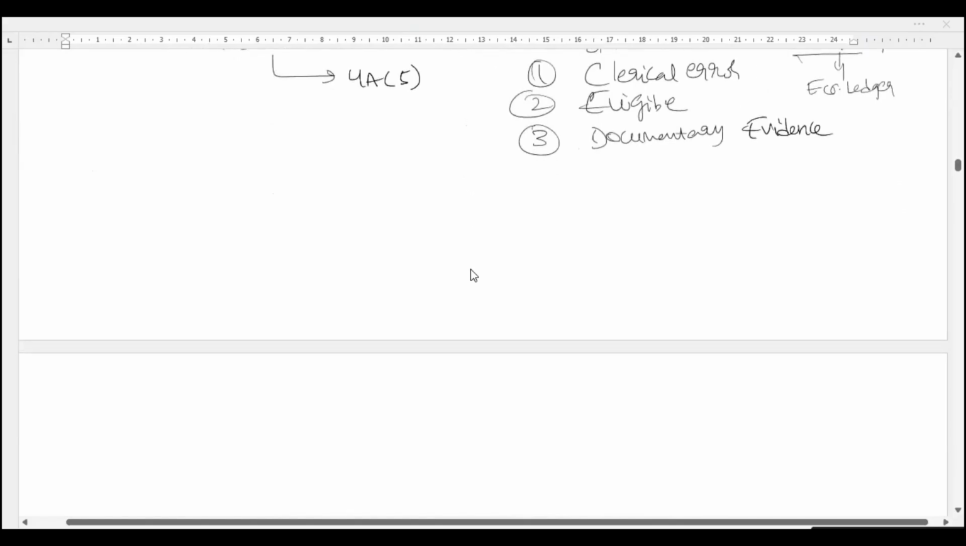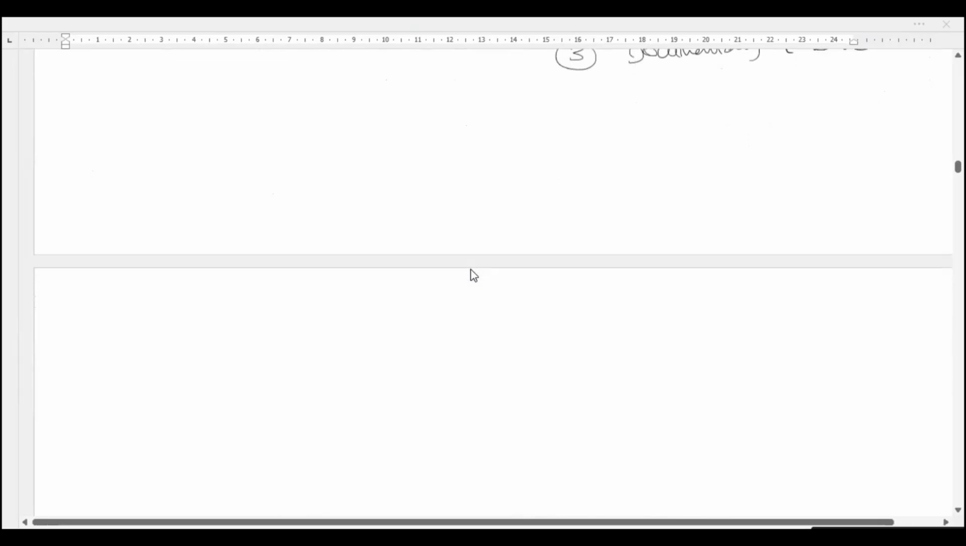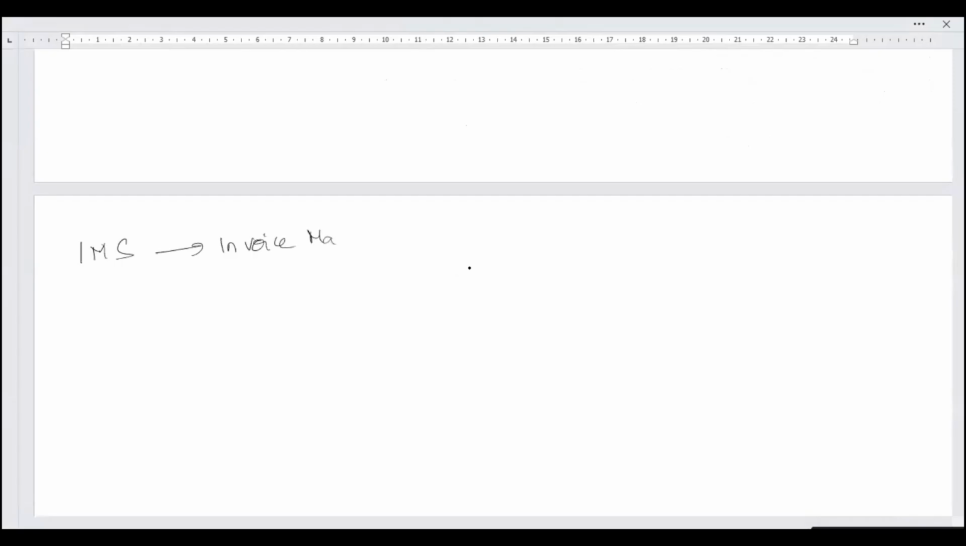Now, in between all this, government out of over enthusiasm has brought something called invoice management system, IMS. Invoice management system.